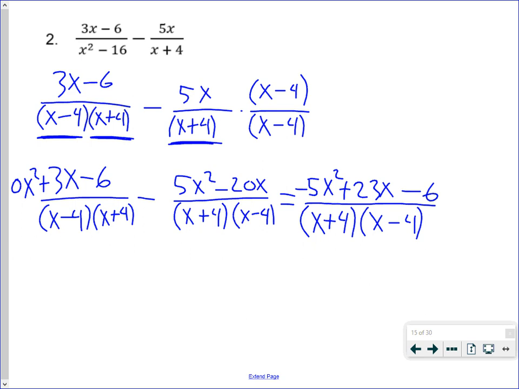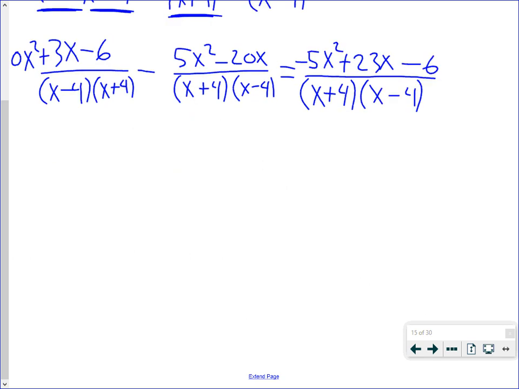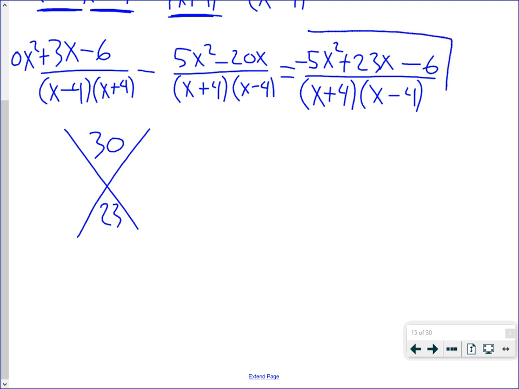So now we need to see if negative 5x squared plus 23x minus 6 factors out. We don't have a coefficient of 1 in front of the x squared, so we're going to multiply our a times our c term, or the negative 5 with the negative 6, which gives us a positive 30. And we need factors of 30 that add up to give us 23. There are no factors of 30 that add up to give you 23. So this negative 5x squared plus 23x minus 6 is as simple as it's going to get.